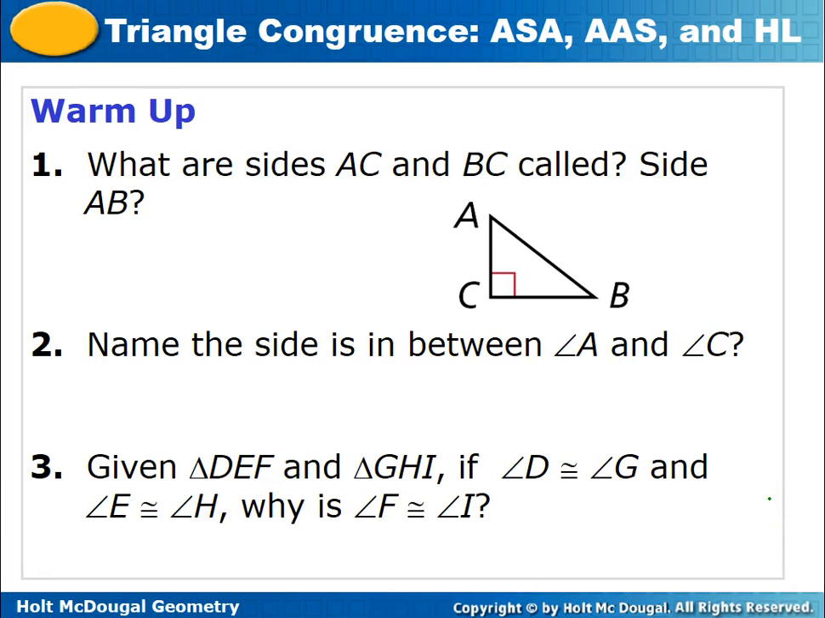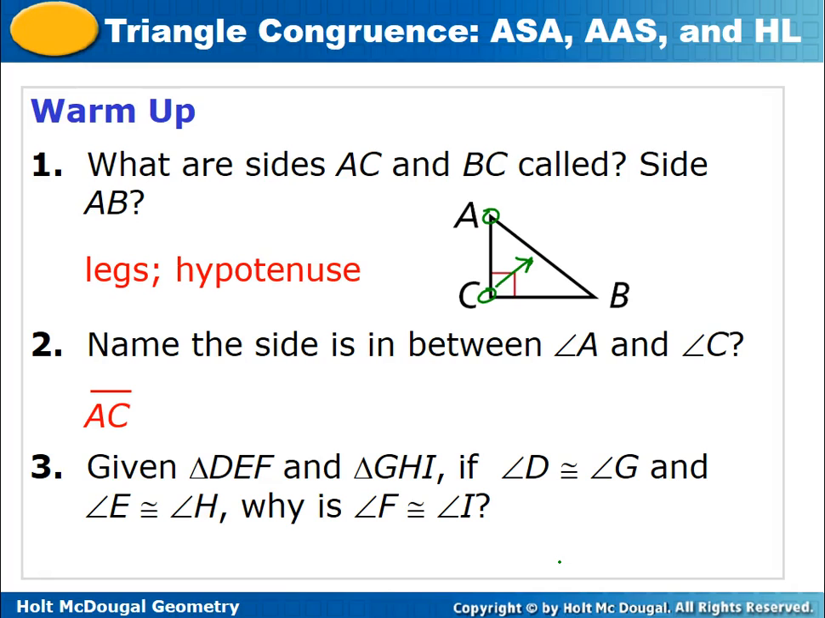Next it says, what are the sides AC and BC called, and what is side AB called? So first of all, you should recognize that this is a right triangle. And if this is a right triangle, then AC and BC are both legs. And the side opposite the right angle is the hypotenuse. And that would be AB. And you guys should have learned this in middle school, but we are going to revisit it. Then it says name the side in between angle A and angle C. Angle A is up here and angle C is down here. So the side between angle A and C is side AC.